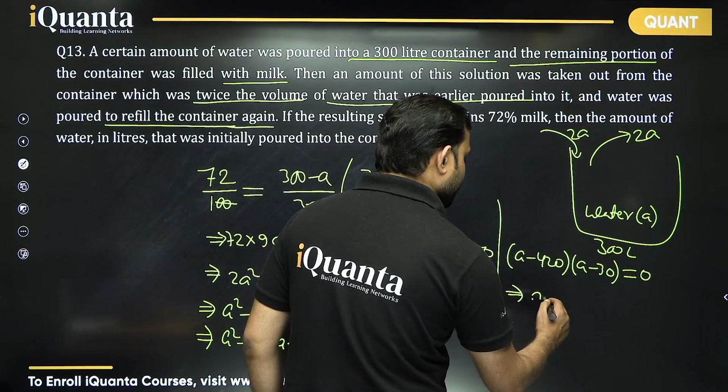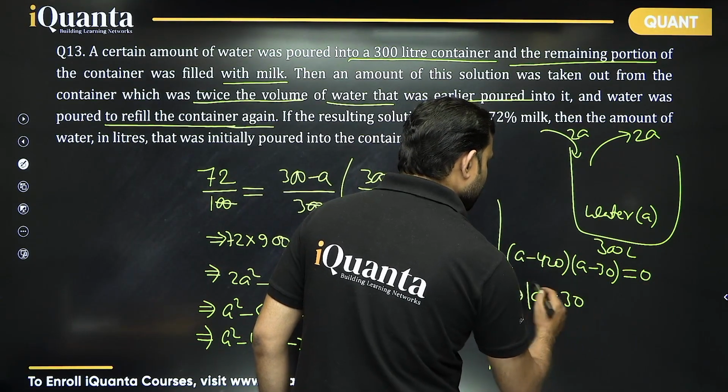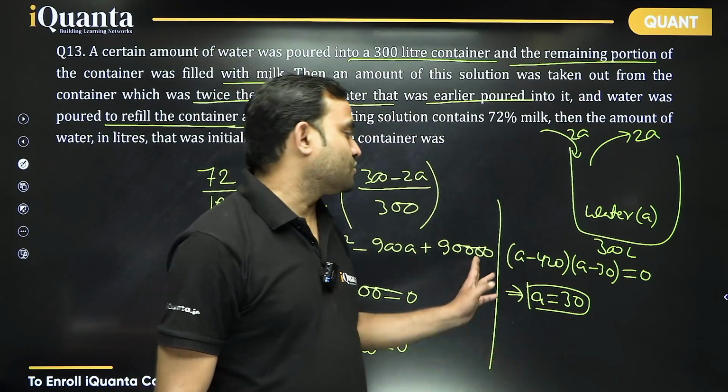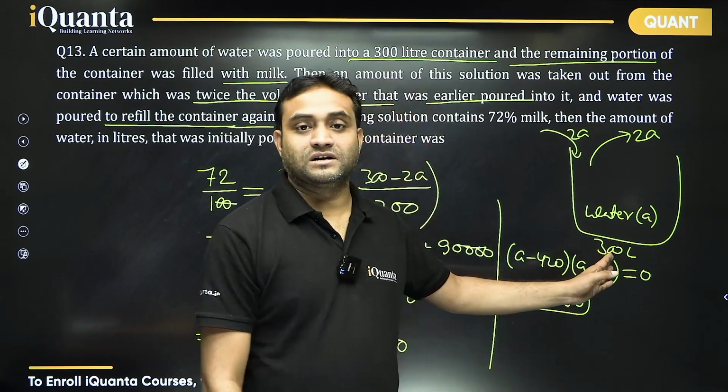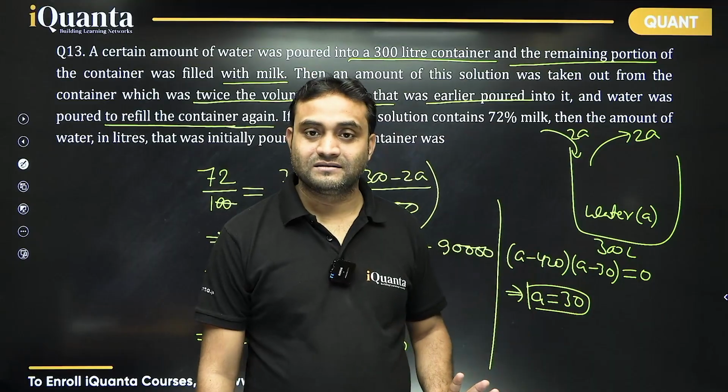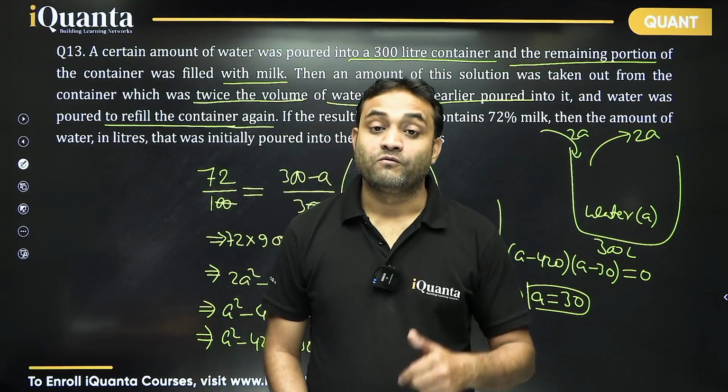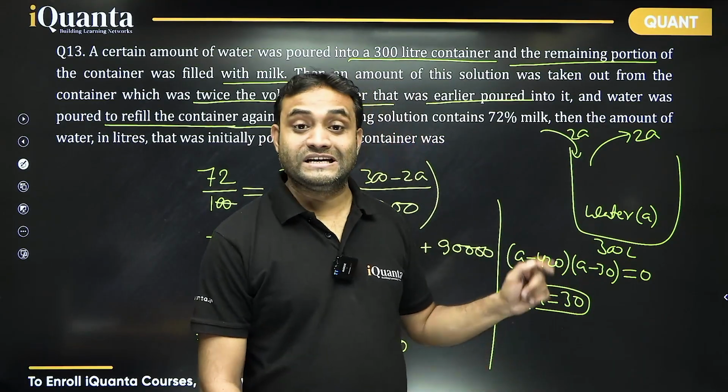So from there, we can say a will be equal to 30. A cannot be equal to 420 because total volume is 300. So it must be less than that, right? So that is our answer. Volume of water which was poured initially is 30 liters.